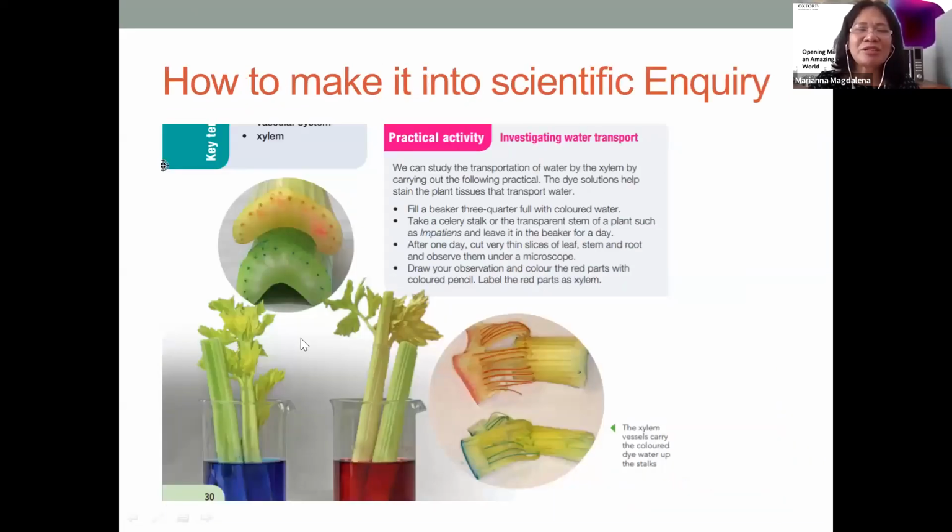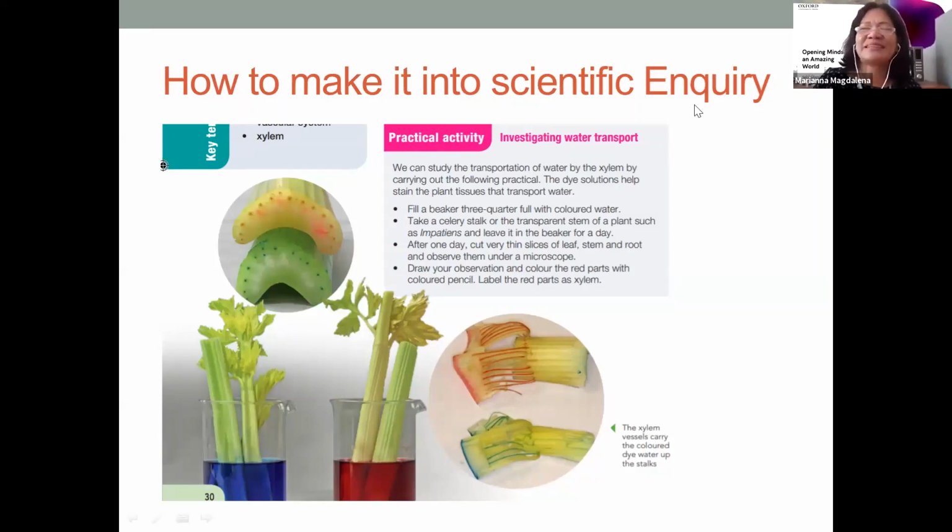Because if you see here, this is investigating water transport, and then you just observe what has happened. Is there anything that you change here? Only the color, but actually it doesn't affect anything. It is just showing the different colors. Now, how to make it into scientific inquiry?